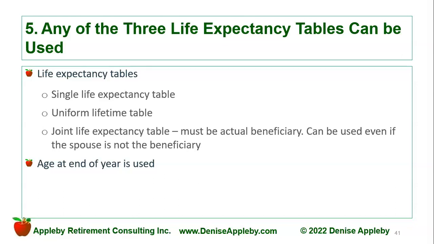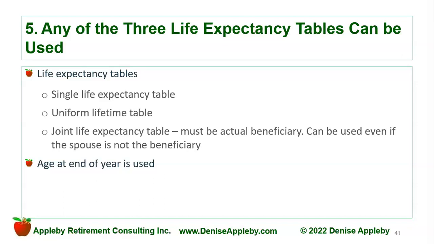And this can be used as long as they have a beneficiary that's a person. This also is different from the RMD rules because under the regular RMD rules, you can use the joint life table only if the account owner has a spouse as the beneficiary that's more than 10 years younger than the account owner, and the spouse is the sole primary beneficiary.